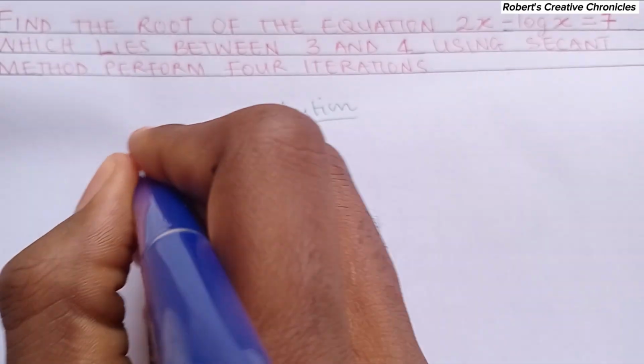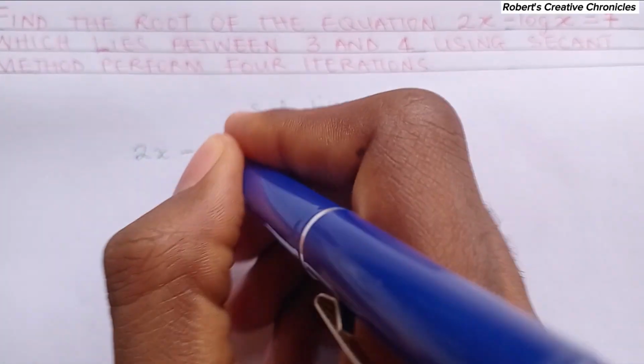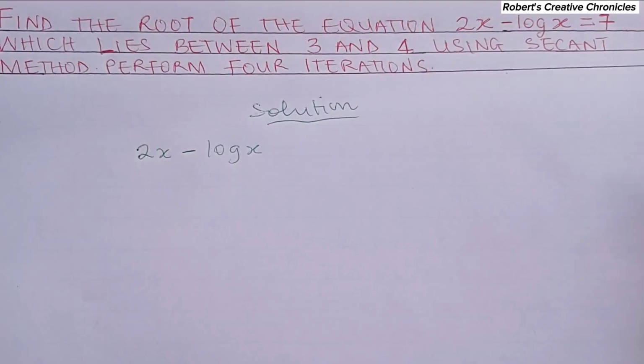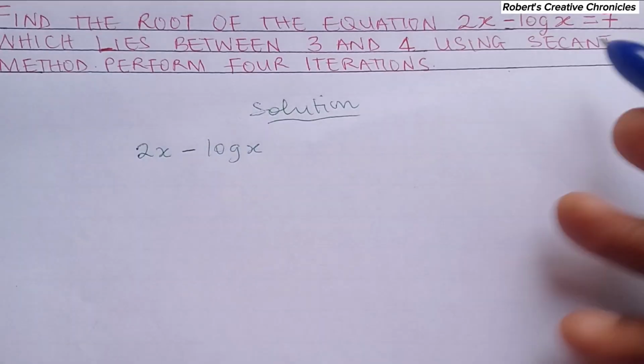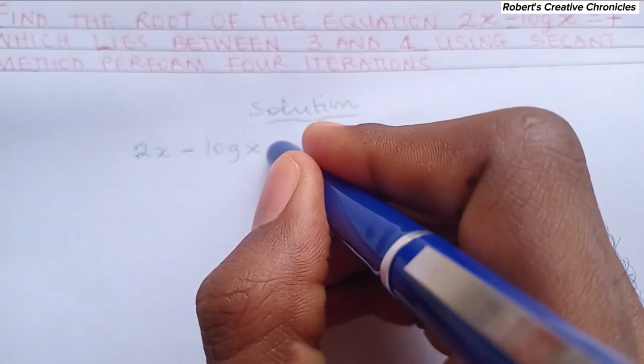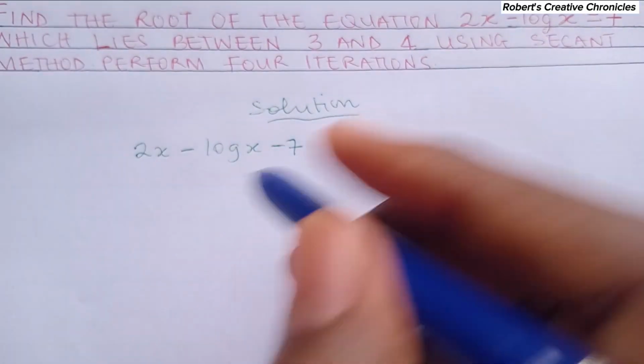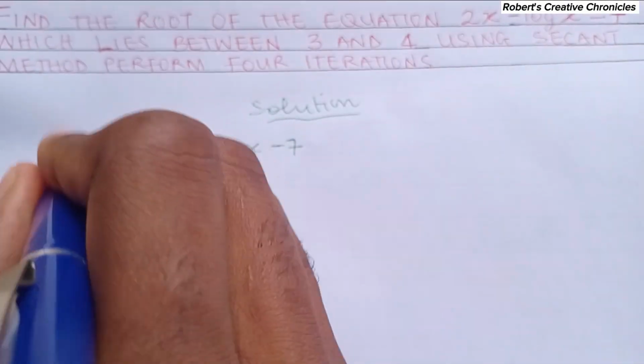The function is 2x minus log x. So we can bring this 7 here, so it will be minus 7. So this is our function of x.